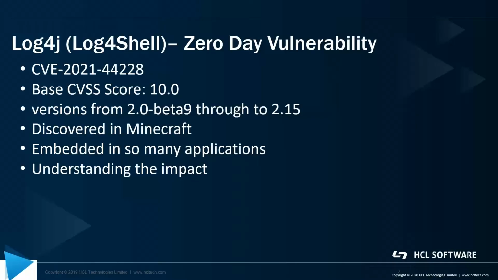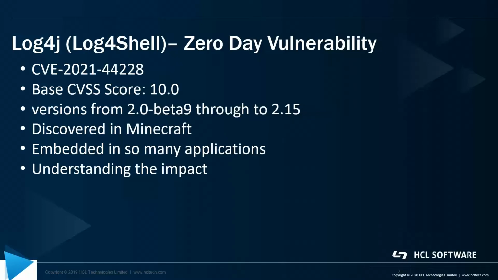I'm here today to talk about the Log4j and Log4Shell zero-day vulnerability found in a software library, Log4j, which is a logging library used by Java that exists in so many devices over the world. The CVE number for this vulnerability is CVE-2021-44228 and it has been given a base CVSS score of 10. It affects all versions of Log4j from version 2.0-beta9 through to and including 2.15, and there have also been some reports that this may also affect some versions of 1.2.x.